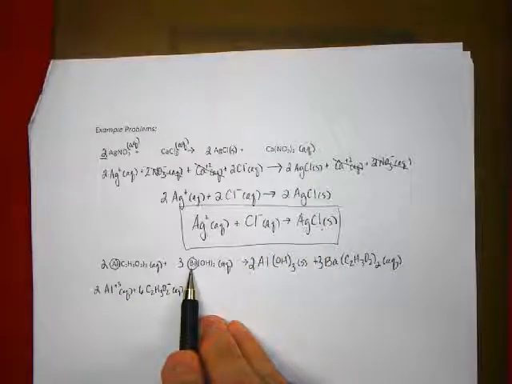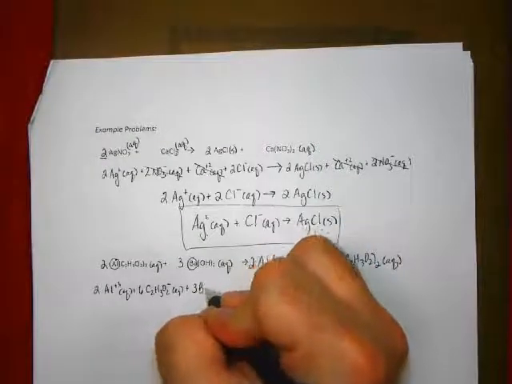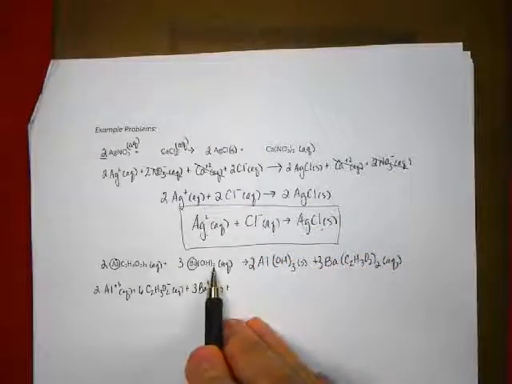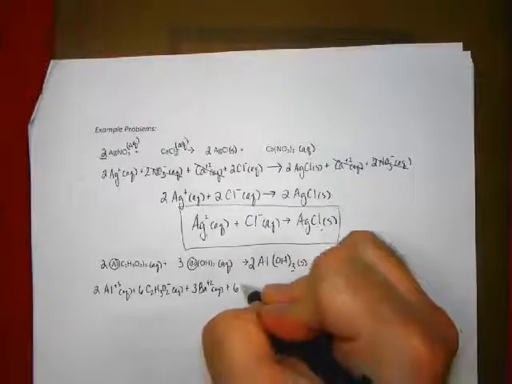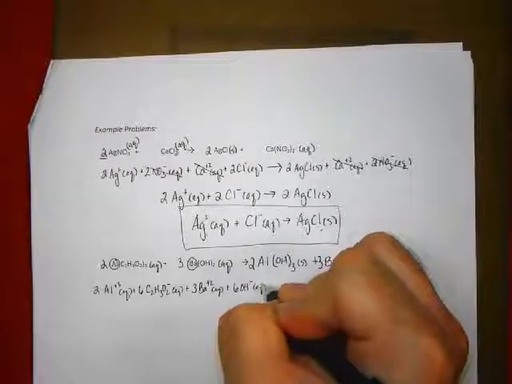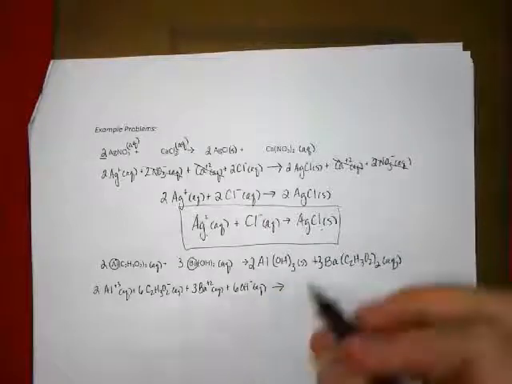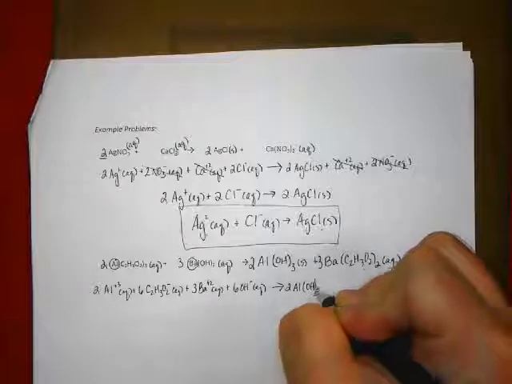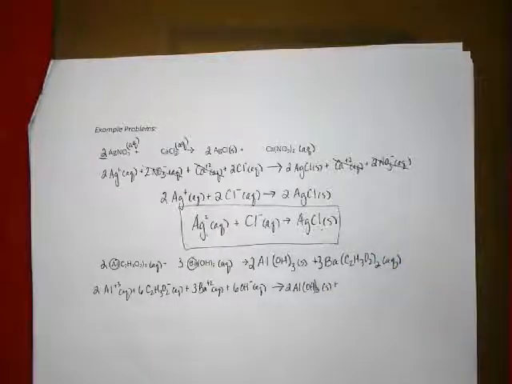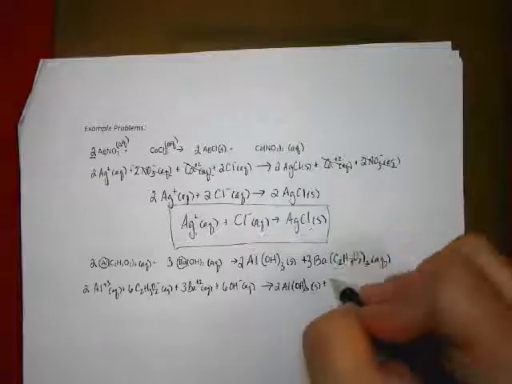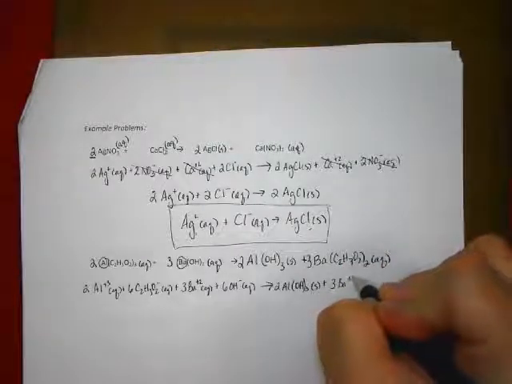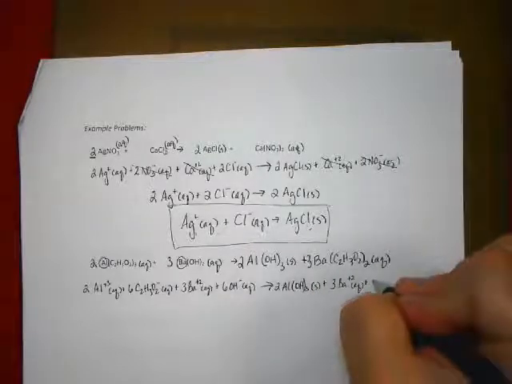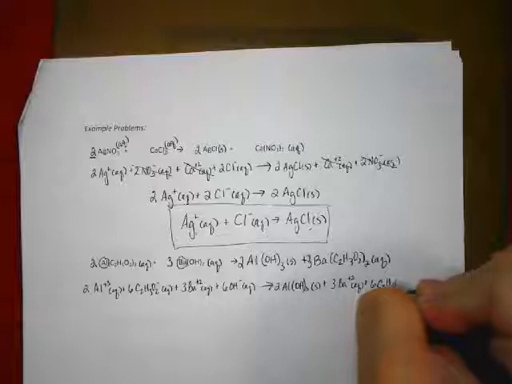3 in front of the barium hydroxide, 3Ba+2 (aq). And 3 times 2, the subscript on the hydroxide, gives us 6OH− (aq). Aluminum hydroxide does not break down, but the barium acetate does. So we get 3Ba+2 (aq), and 3 times the subscript of 2 on the outside of the parentheses, 6 acetate (aq).